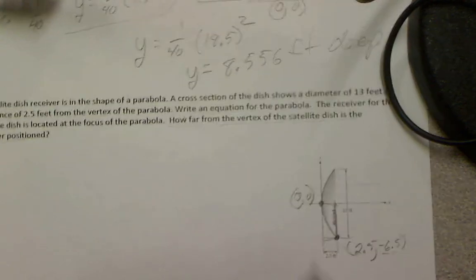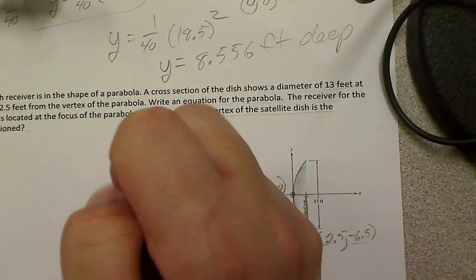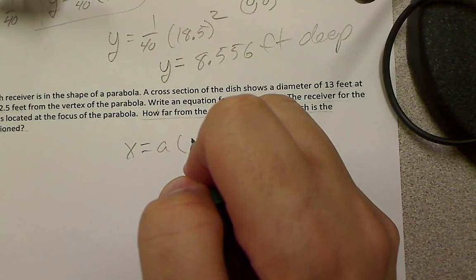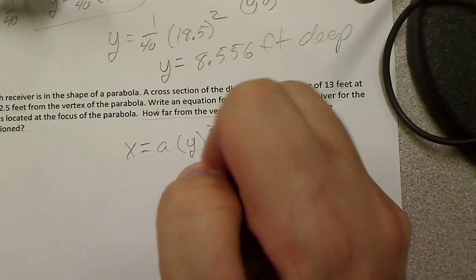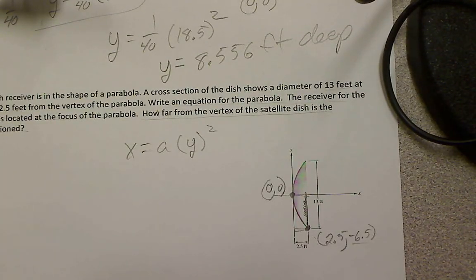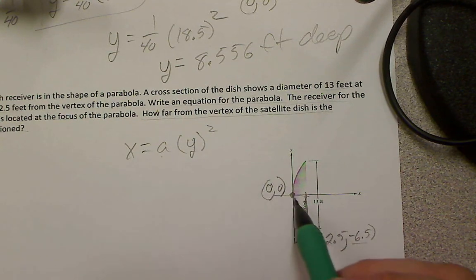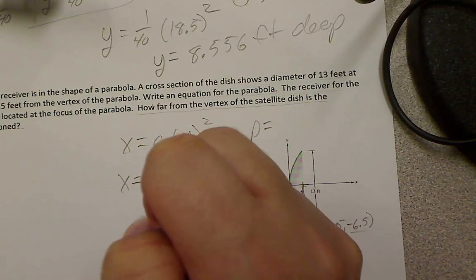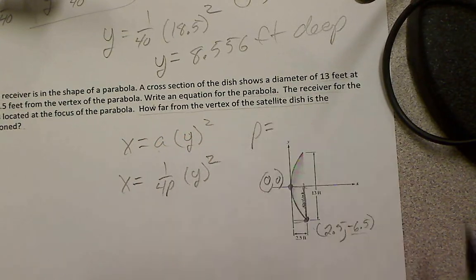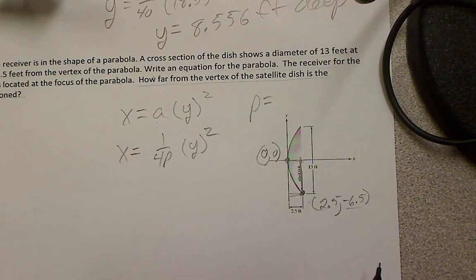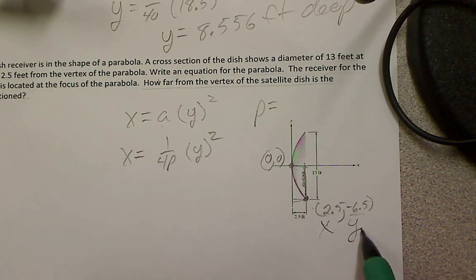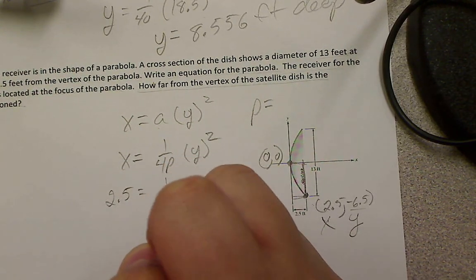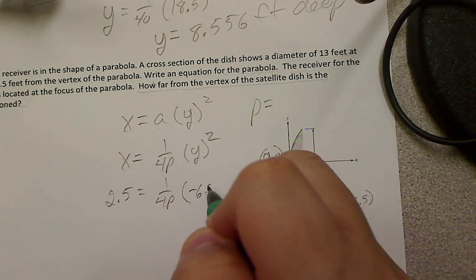Okay. My equation, it's horizontal opening right. So it's going to be x equals a y squared, kind of like that. Now, since we're trying to figure out what p is, that's what we're really trying to do, I'm going to make this x equals 1 over 4p times y squared instead. Okay. I have an x and a y this time to work with, so I'm going to use those. So 2.5 is equal to 1 over 4p times negative 6.5 squared.